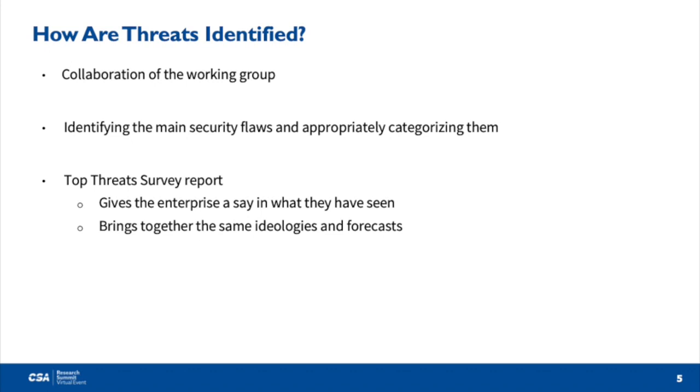And then that list gets put into the survey report, which our last one went out a few months ago, and we are now building on that. It's to identify main security flaws and appropriately categorize them. And so how we do this is we allow the enterprise space, or anyone who receives the link to the survey, to appropriately rank what they have seen in their own research, what they've seen at work, what they hear on the news, and they rank it in order of importance. So 1 through however many we decide to choose.